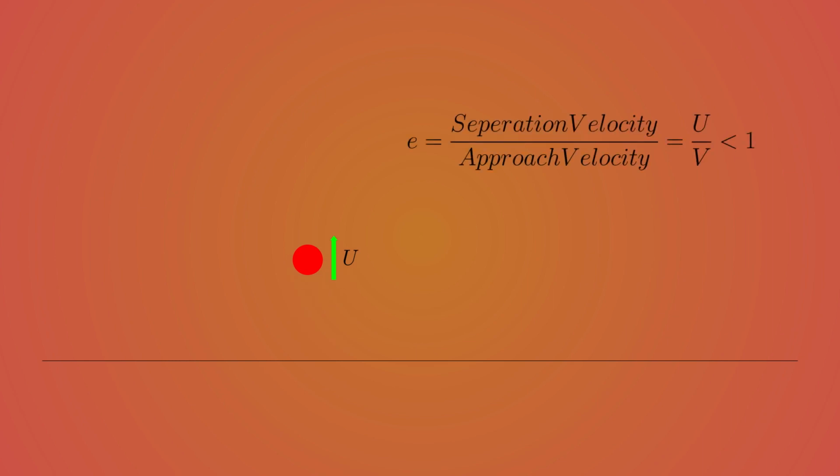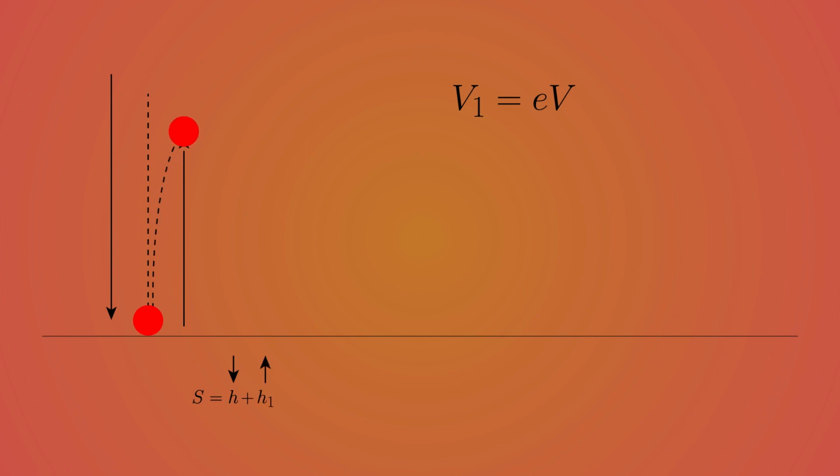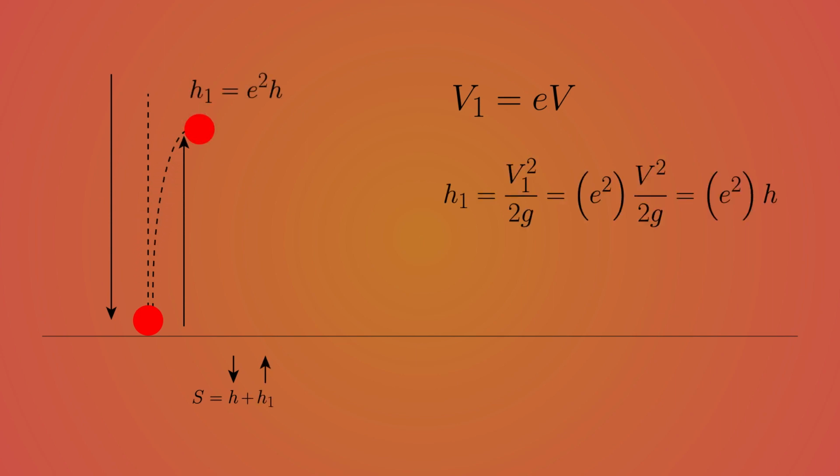This is because after every bounce the ball loses some energy and hence there is a reduction in velocity. The ratio between the separation velocity and the approach velocity is called the coefficient of restitution. Before the first bounce the approach velocity is v, and the separation velocity v1 can be written as e times v, which is responsible for height h1, which can be written like this, hence h1 can be written as e squared times h. Now, while returning down the ball will cover the same distance of h1.